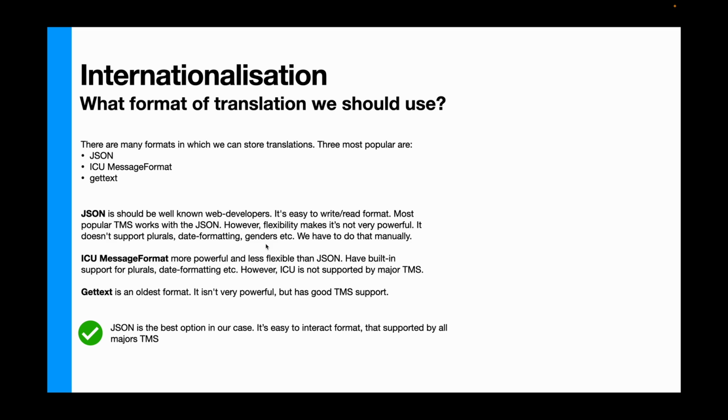GetText is the oldest format. It isn't very powerful, but it has good support by TMS. JSON is the best option in our case. It is an easy-to-interact format, and it's supported by all major TMS.